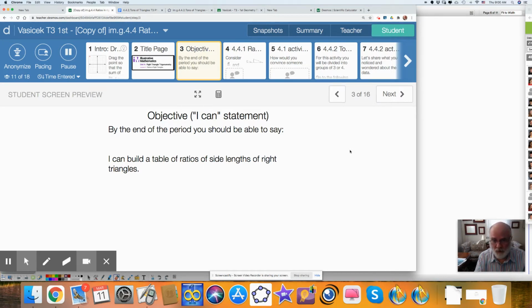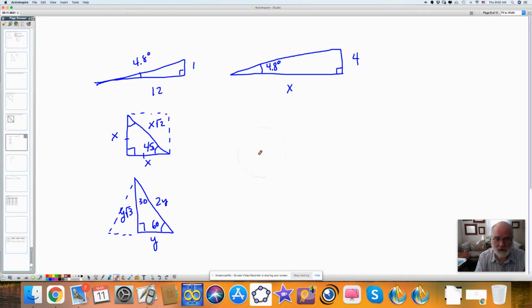Now, up to this point, as a brief review, what we talked about in this unit, first of all, was the Americans with Disabilities Act. They said that if you have a right triangle and one of the angles is 4.8 degrees, this will be a ratio of 1 to 12. And that's true for any right triangle with 4.8 degrees. The ratio is going to be 1 to 12.